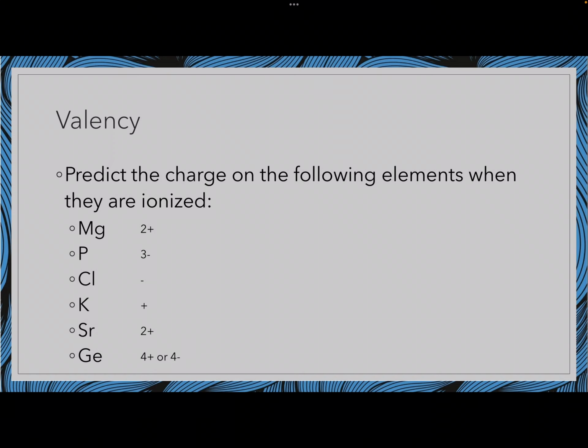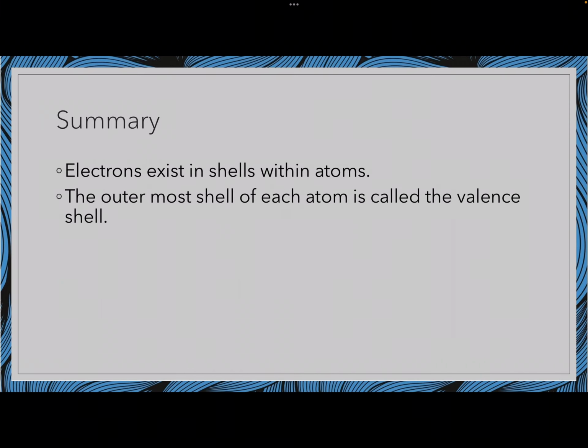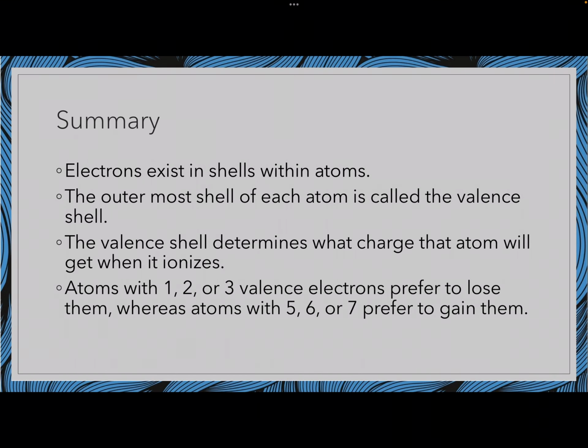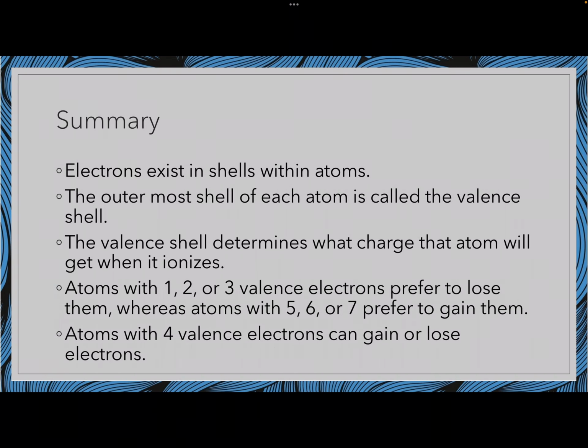And we'll move on to our summary. So summary for today. Electrons exist in shells within atoms. The outermost shell of each atom is called the valence shell. The valence shell determines what charge the atom will get when it ionizes. Atoms with 1, 2, or 3 valence electrons prefer to lose them, whereas atoms with 5, 6, or 7 prefer to gain electrons when they ionize. And atoms with 4 valence electrons can either gain or lose 4 electrons to fulfill that octet rule.